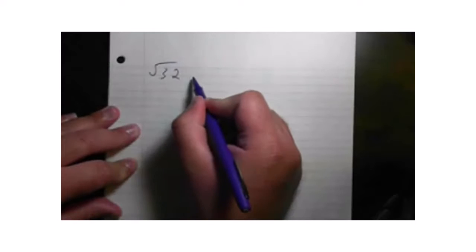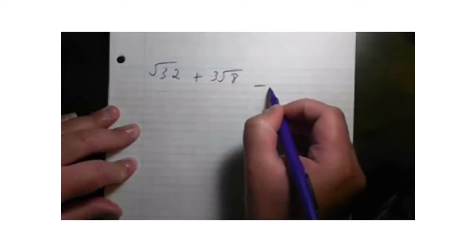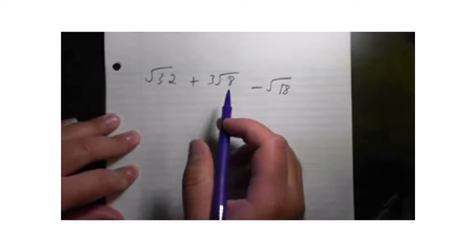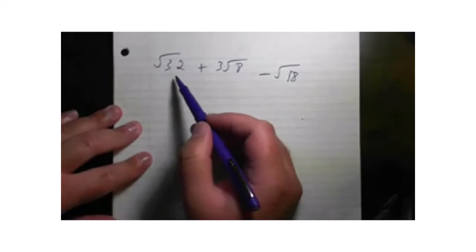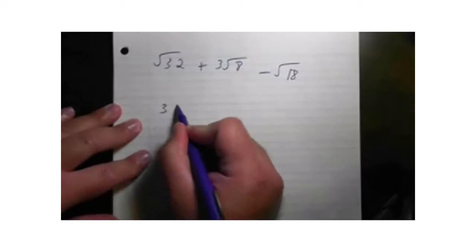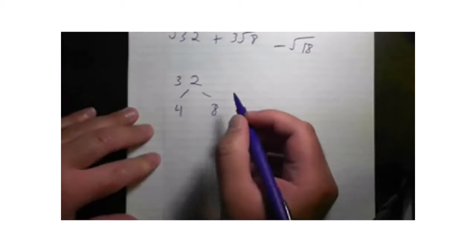Let's do one more example. Let's say we've got root 32 plus 3 root 8 minus root 18. Okay, so let's prime factorize to simplify the radicals. First of all, root 32. Well, 32 can be 4 times 8.